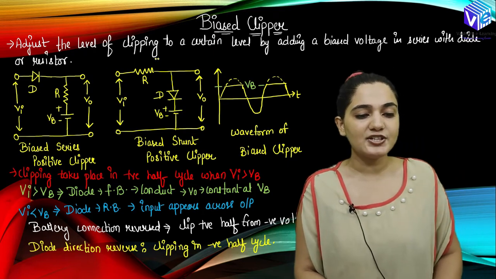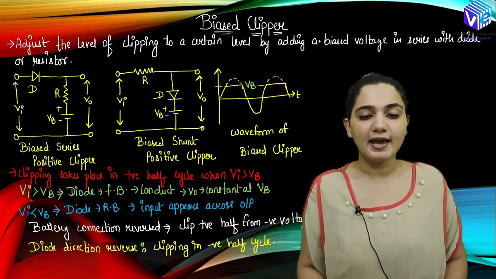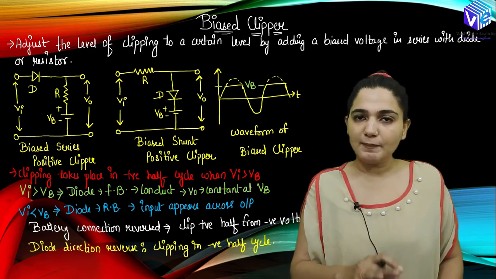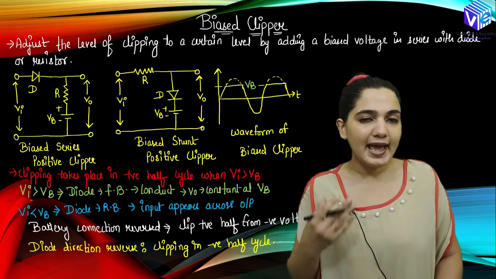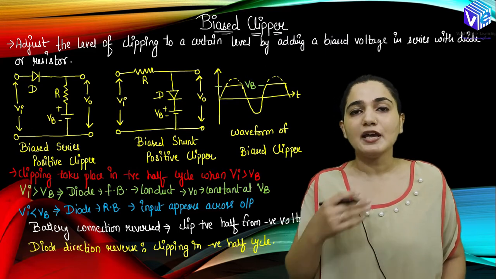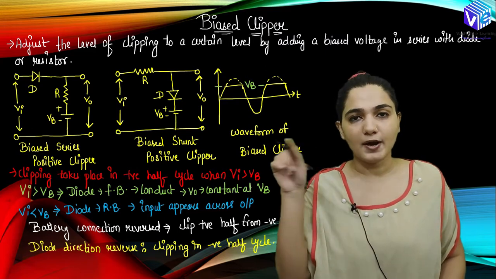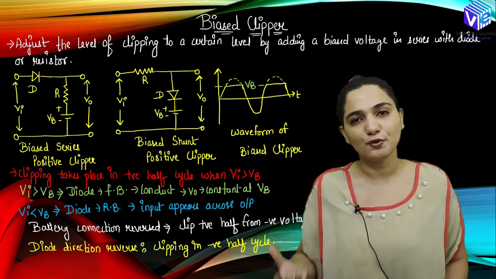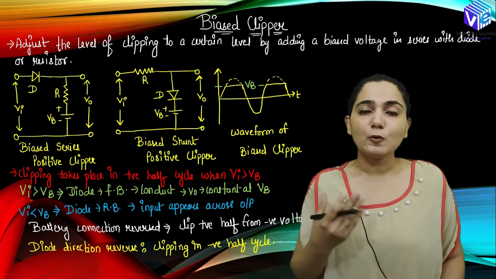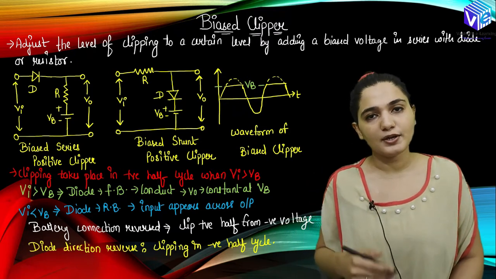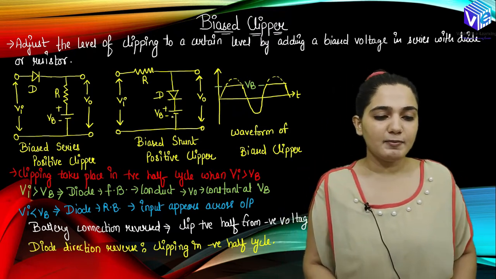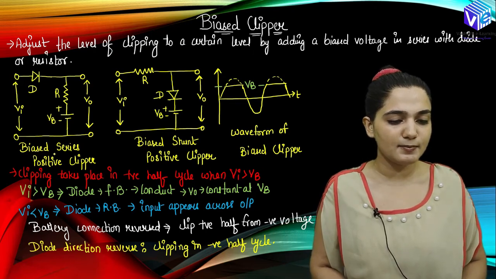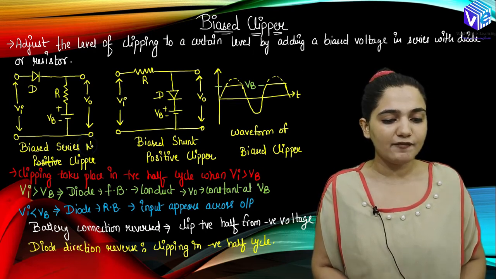It is going to adjust the level of clipping to a certain level by adding a bias voltage. All I require in addition to the clipper circuit is a biasing voltage, whatever voltage you want to bias at. So let's suppose you want to bias at plus 2, the forward bias, so you will take a voltage equal to 2 volt, right? So you will require a bias voltage equal to the required voltage, and we will place it in series with the resistor. So here you can see this is my bias series negative clipper.